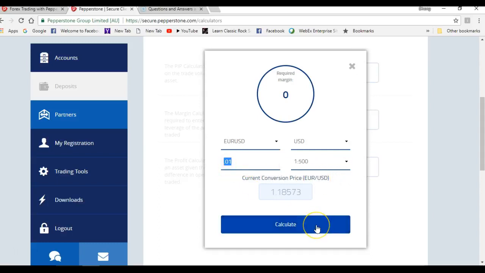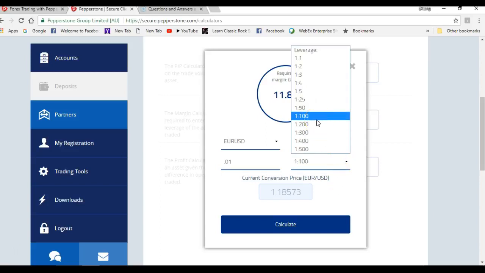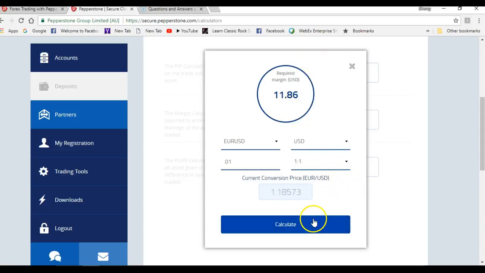So 0.01 is the value that I'm using. Look at this: in order for you to run 0.01 with leverage of 1:500, you need $2.37 in your account in order to open a trade. But if you want it safer, you calculate: you need at least $11 if you are on leverage of 1:100. If you say I want 1:1 only, very safe, you need at least $1,185.60 for you to run with leverage of 1:1.